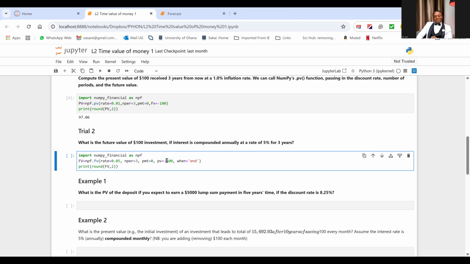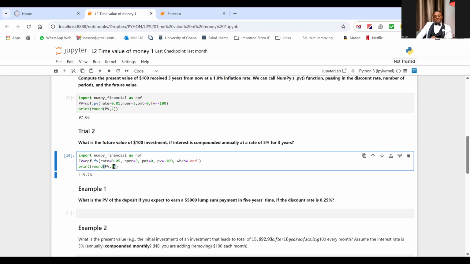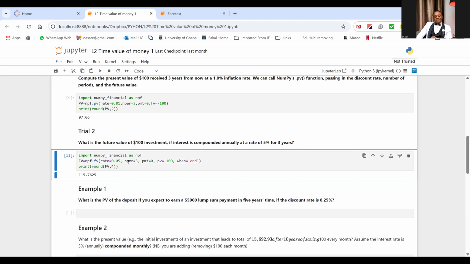It says, what is the future value of a present investment of $100? So that is leaving you, and that is why it was given a negative value. If you run this, you're going to get $115.79. If you round it to 4 decimal places, of course, the value will change to 115.7625.